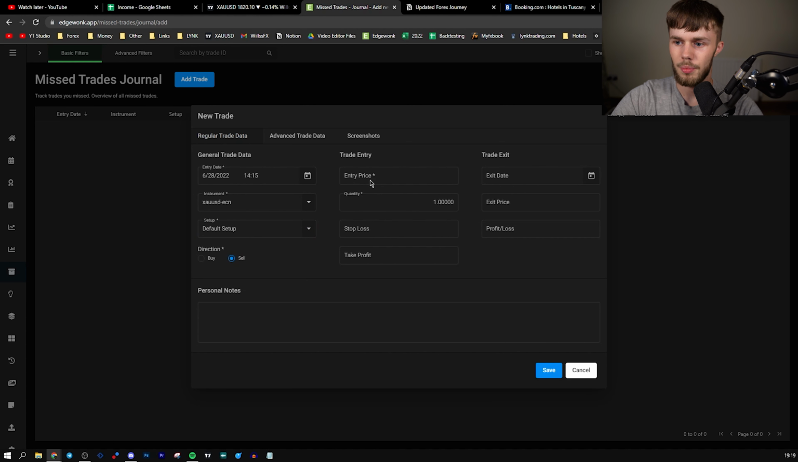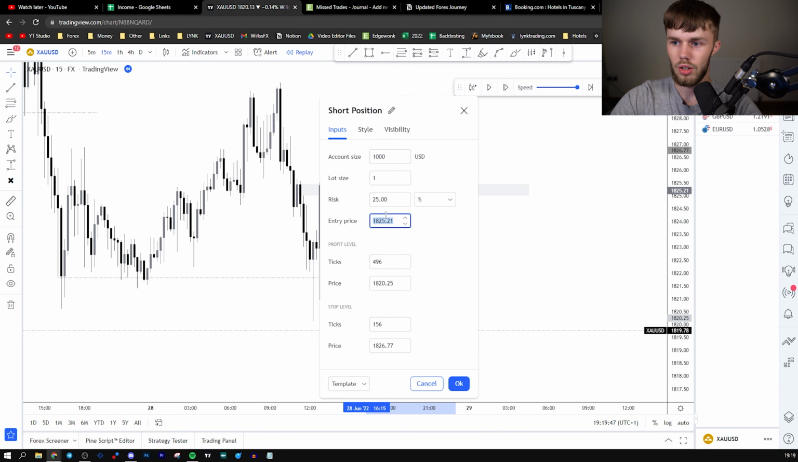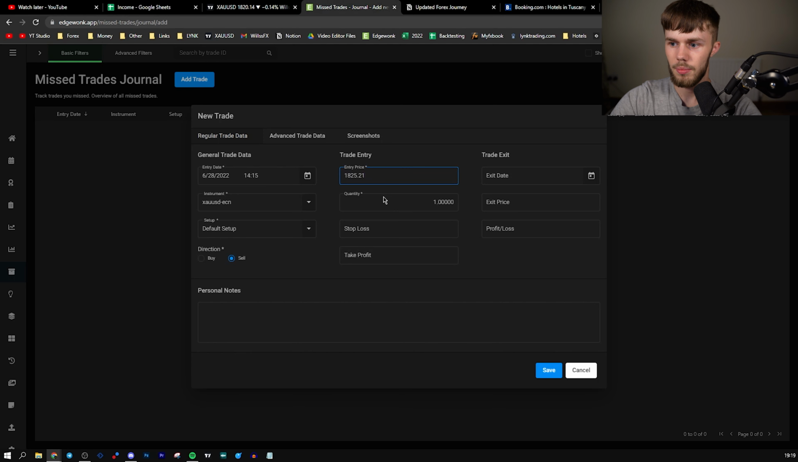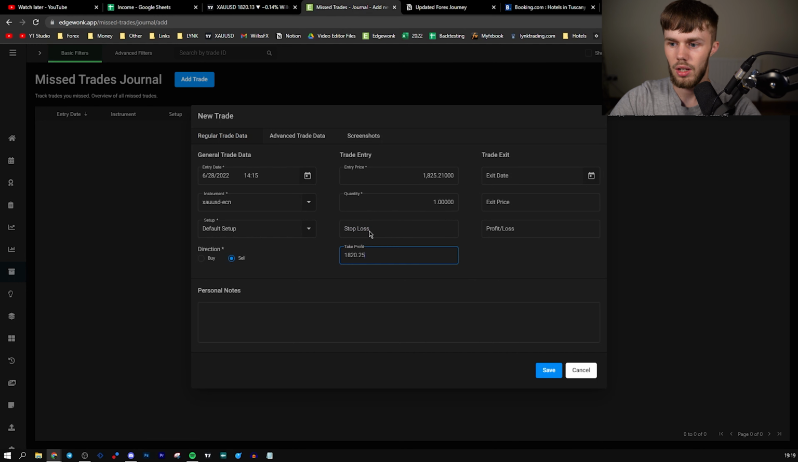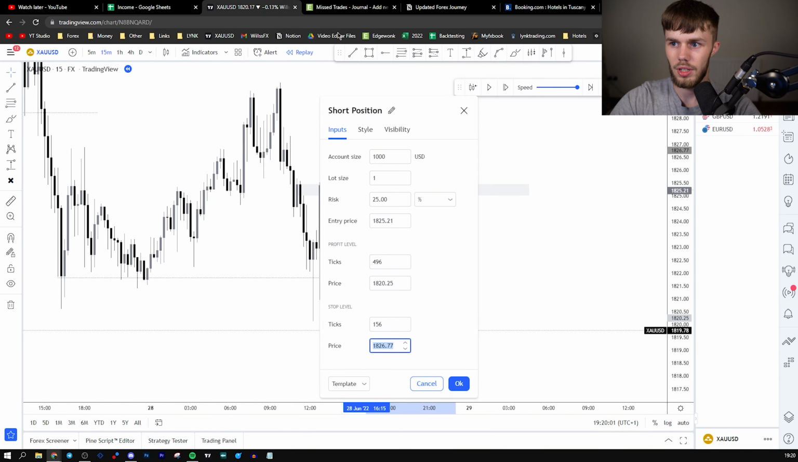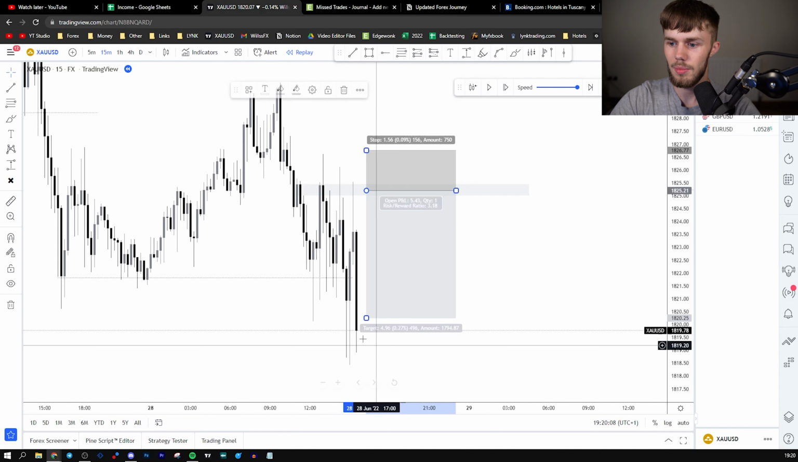And we're looking to sell. Entry price, the easiest way to do this is to go in here, Control C, Control V. Quantity, you can leave that or just change it to your lot size. We can change the TP down here, and we can change the stop loss like this.